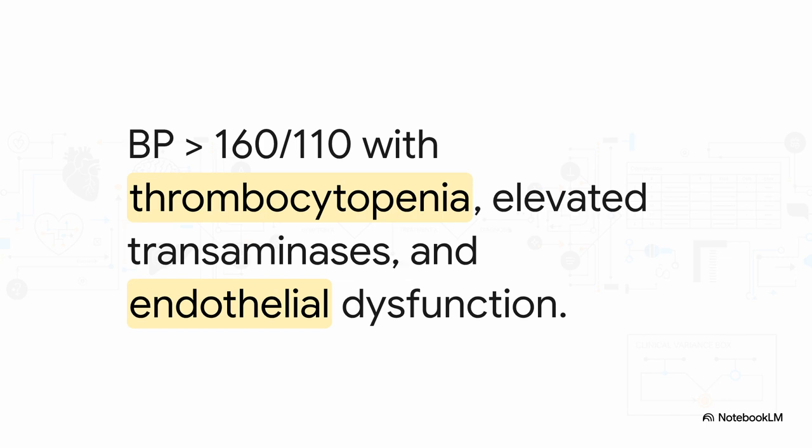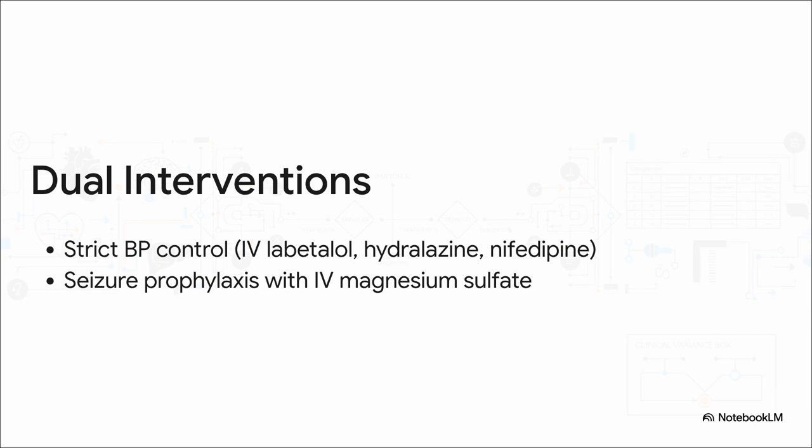You'll see this manifest as thrombocytopenia with platelets crashing below 100,000. Elevated transaminases, signaling hepatic capsule distension, progressive renal insufficiency, or even the onset of severe cerebral or visual symptoms. The second a patient crosses into severe preeclampsia territory, your management immediately shifts to a rigorous dual intervention protocol. First up, strict blood pressure control to prevent maternal stroke. Your first-line agents here are IV labetalol, IV hydralazine, or oral nifedipine.